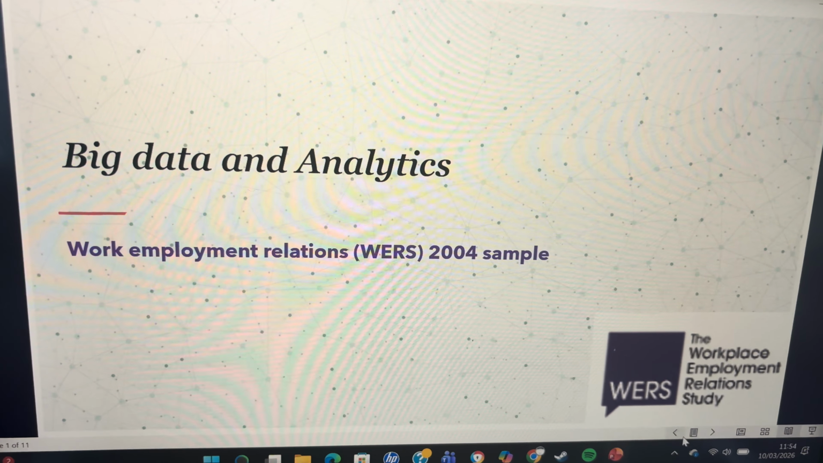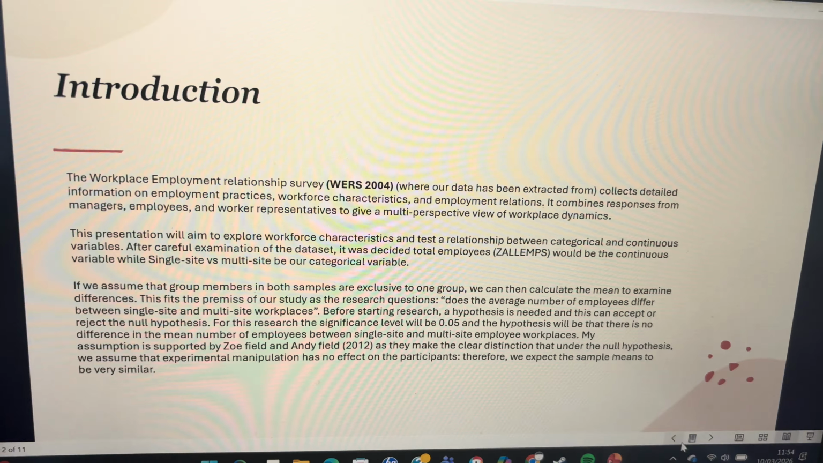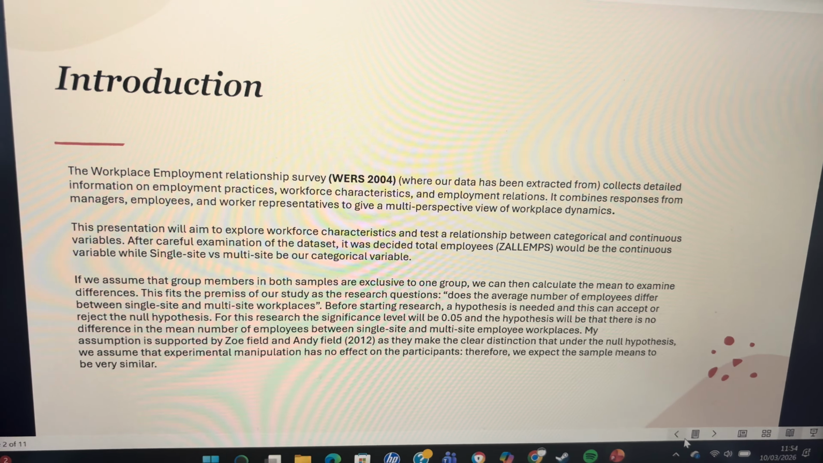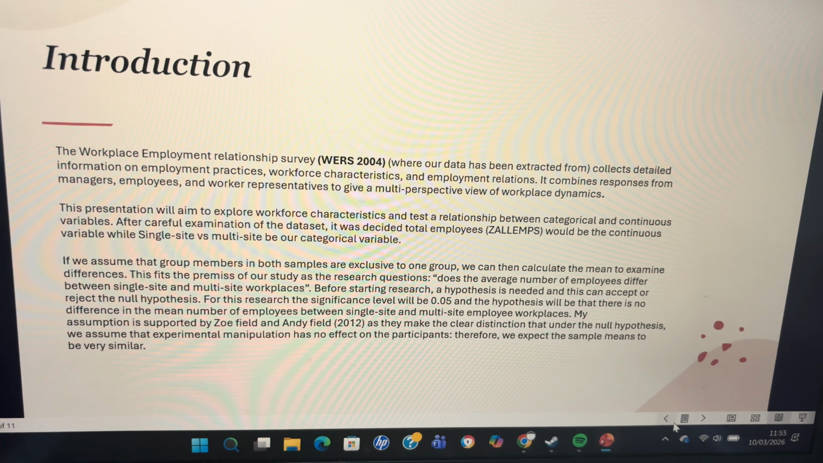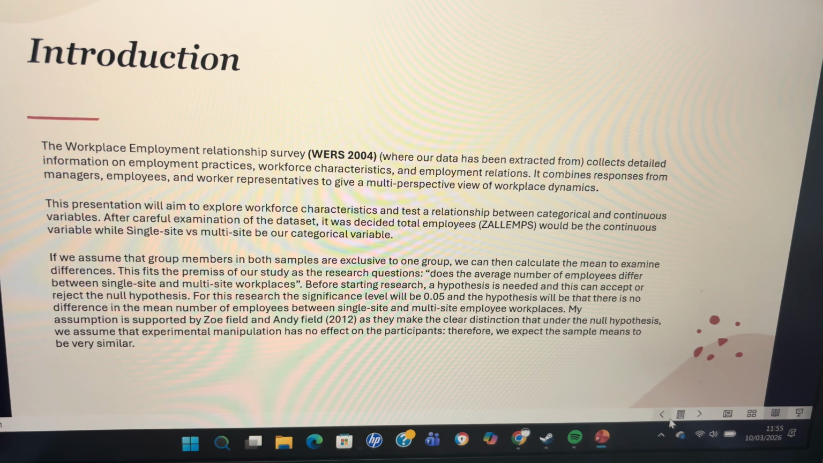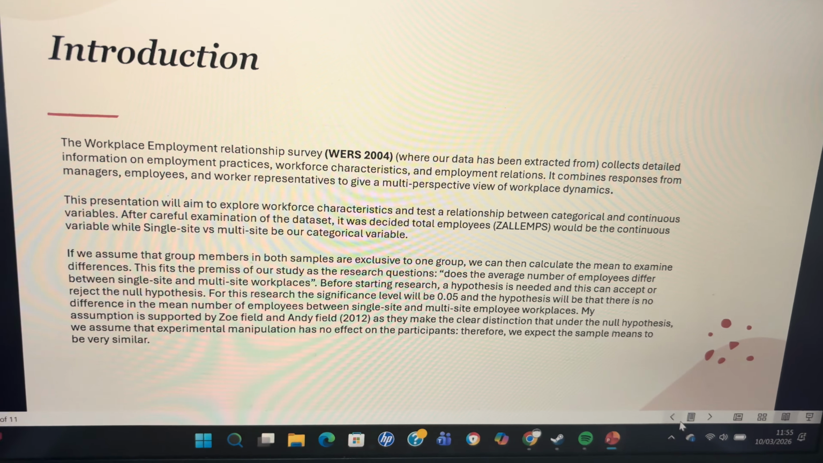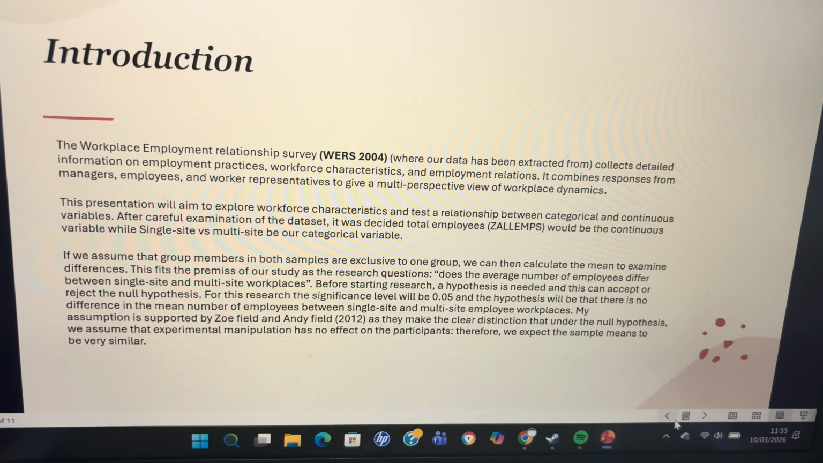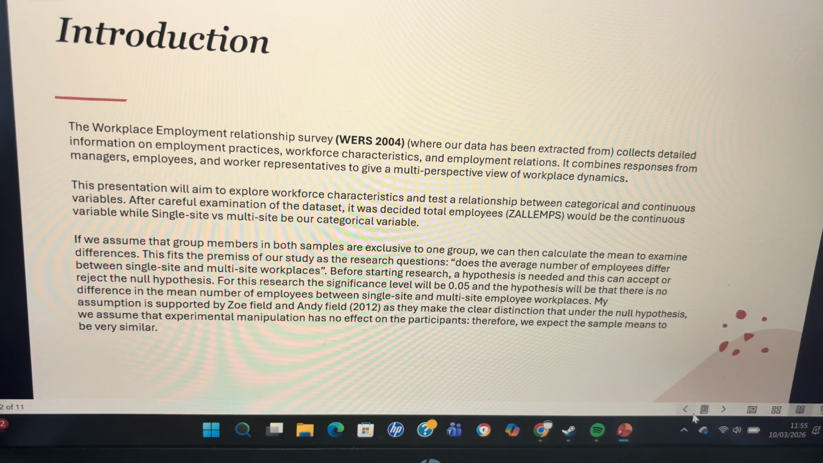Welcome to Big Data and Analytics Work Employment Relationship Sample. The Work Employment Relationship Survey, where our data has been extracted from, collects detailed information on employment practices, workforce characteristics, and employment relations. It combines responses from managers, employees, and worker representatives to give a multi-perspective view on workplace dynamics.